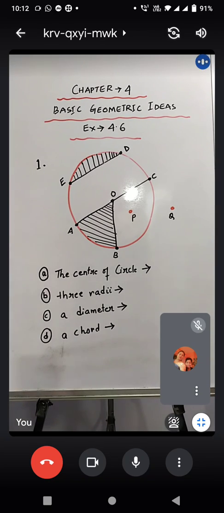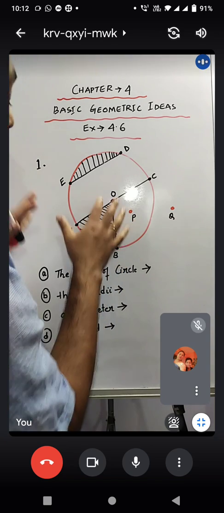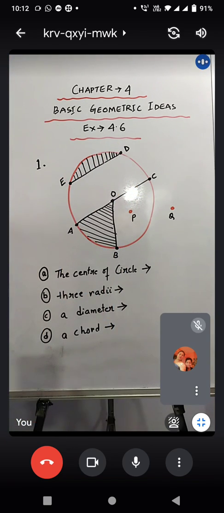Hello everyone, so today we'll start exercise 4.6 of chapter 4, basic geometric ideas. Now first of all we'll do question number 1. In question number 1 there is one figure, a circle is given, and inside the circle many things are given. Accordingly, regarding this figure we have to answer many questions. There are 8 questions under question number 1, so one by one we'll answer all the questions.